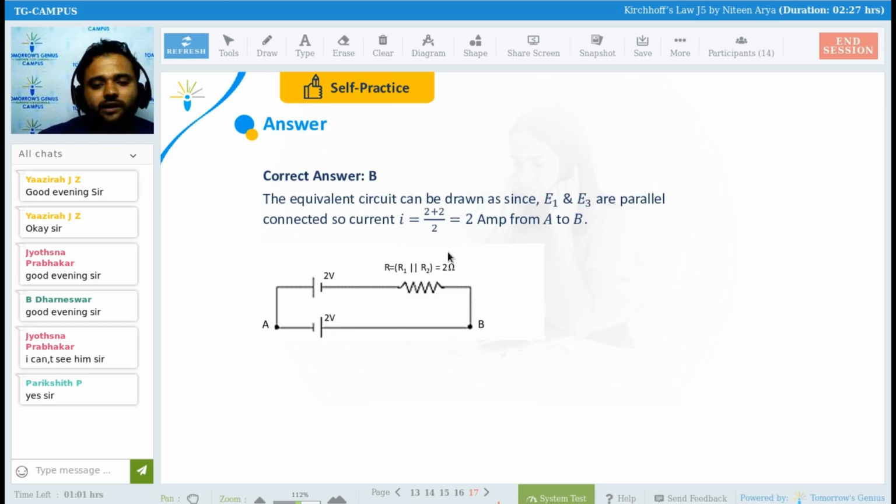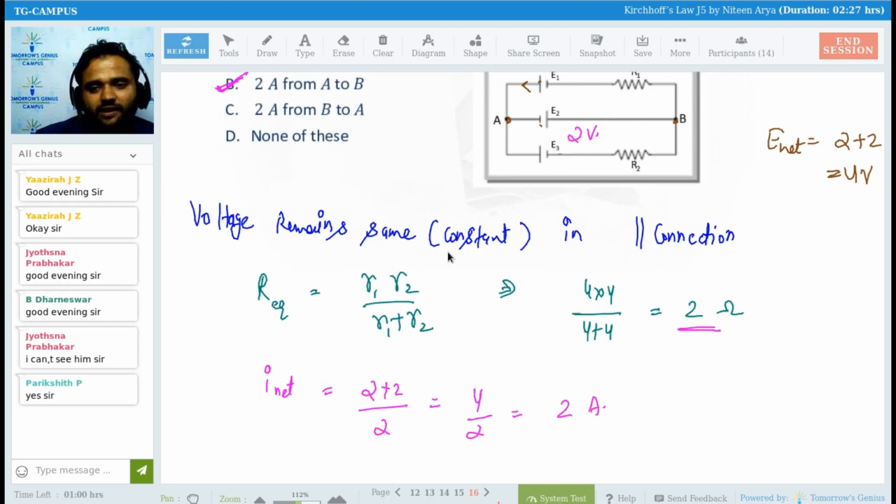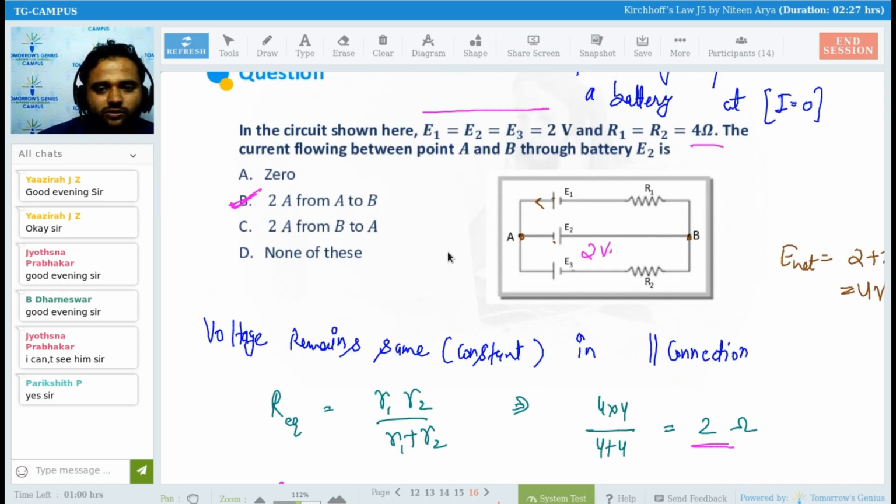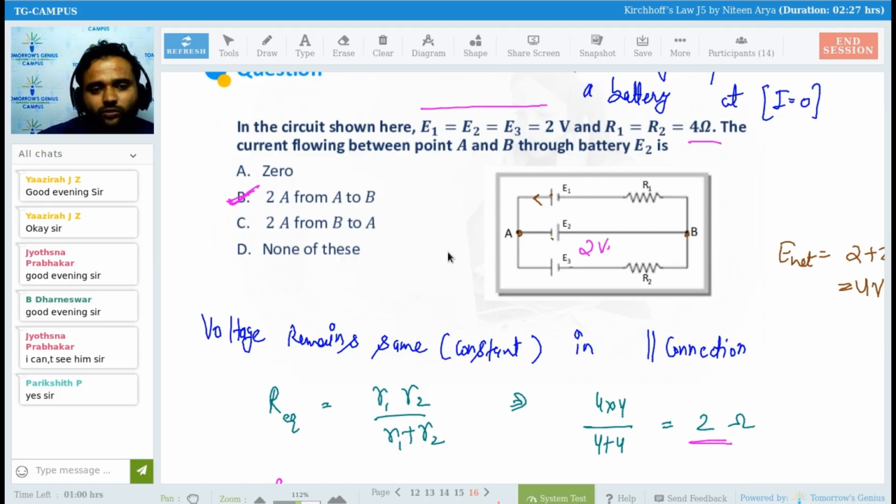So we just consider 1 or 2, because they are connected in the same sense, so that is going to be 0 even in 3 automatically. But the resistance net is going to play the role here. That is why we find R equivalent. And even in E3 you can see that, as I told you, this is going to be in opposite sense, 2 voltage, 2 voltage. So this is not included in the net voltage.